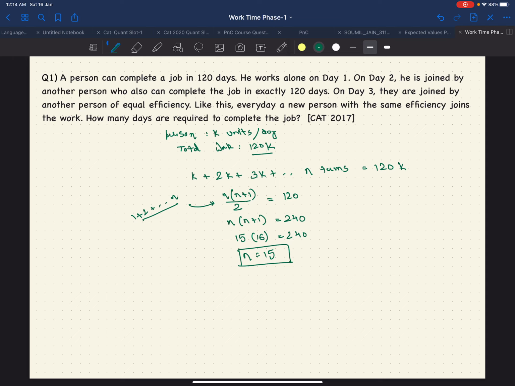So we just use the simple unitary method to solve this problem, and as we will see further, all the work time questions I'll be solving using the unitary method only. No short trick, this is the easiest one, and you should be able to solve each and every question using this particular method.